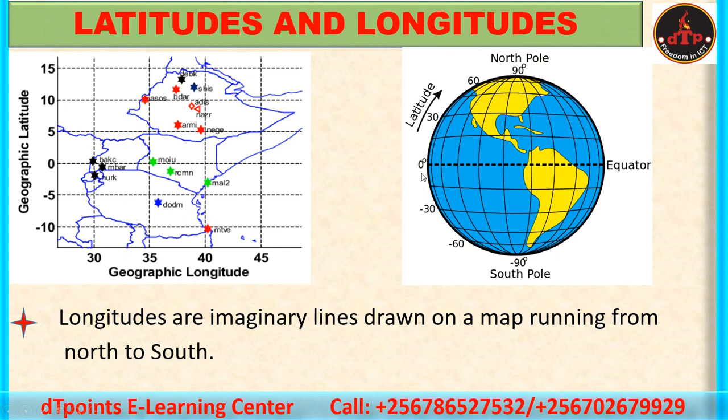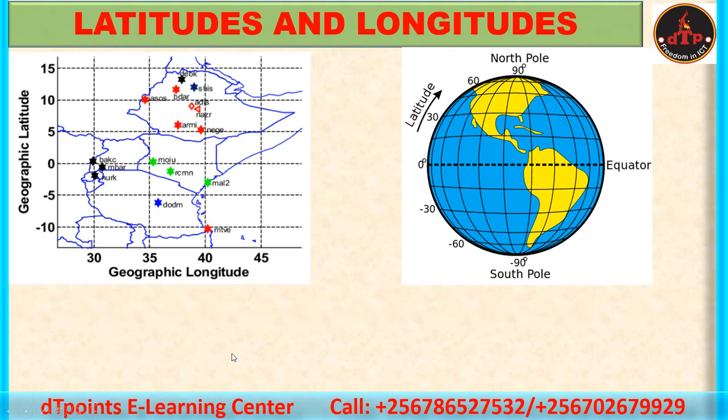As you've seen here, these are longitudes. They are here on our diagram, coming down from the North Pole to the South Pole. Those lines there are the ones we call lines of longitude.